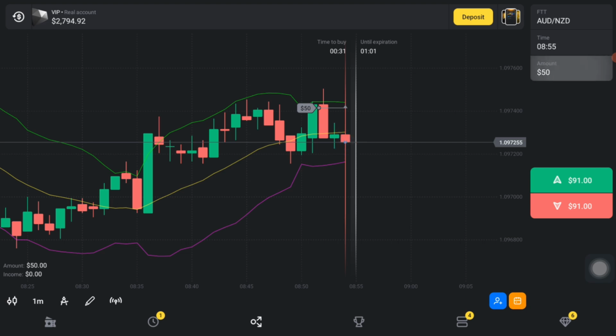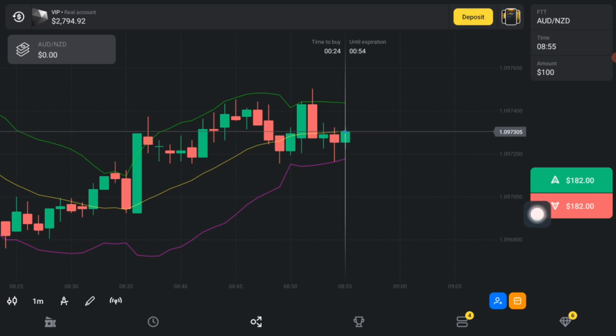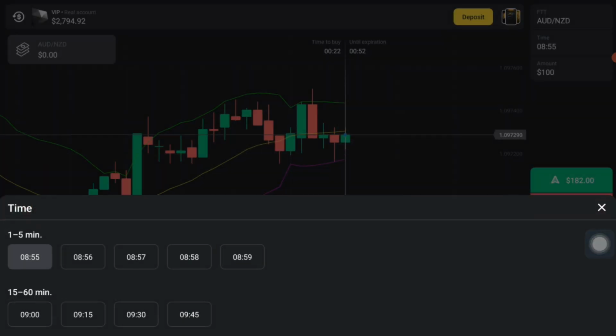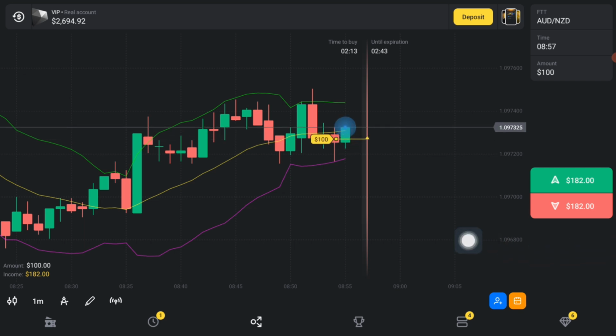So what I'm going to do, I'm going to change my entry amount to $100, and we are going to change the minute again to 3 minutes, and we are going to enter an uptrend on this position. Remember guys, the only time you can consider a downtrend is when the market went below the line.